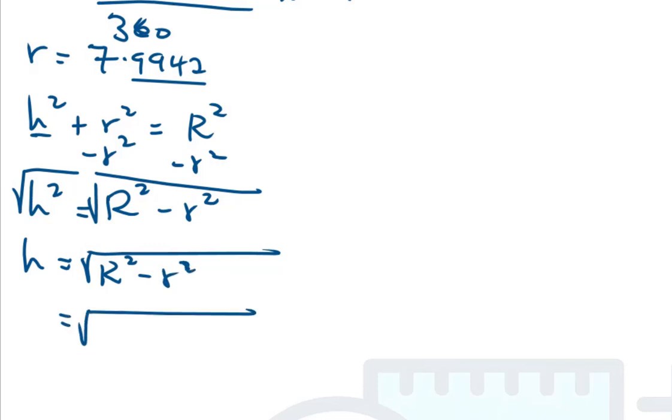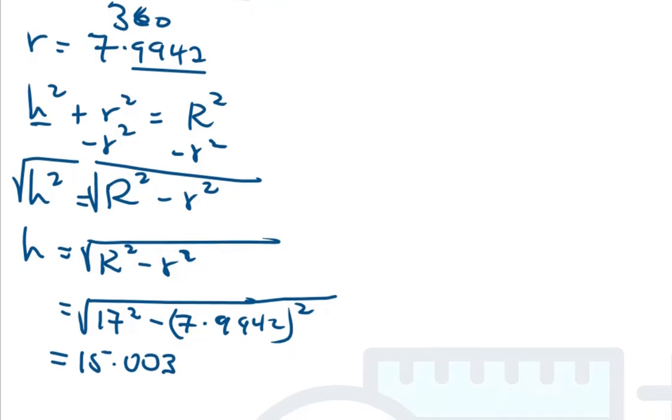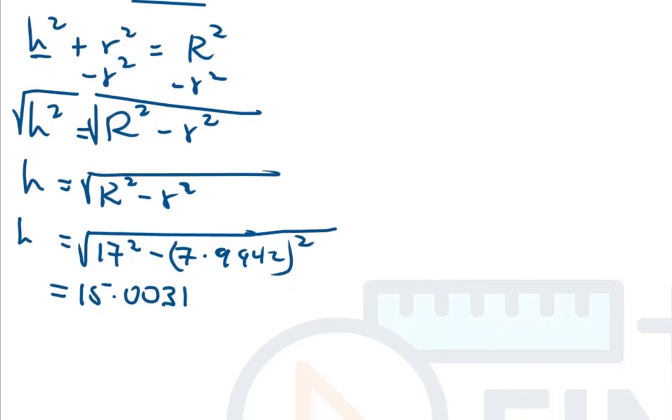R, which is the radius of the circle, is 17. So we square it. And the radius of the cone is 7.9942. Then we also square that. Everything will give us 15.0031. But we were asked to always leave our answer in 3 significant figures.